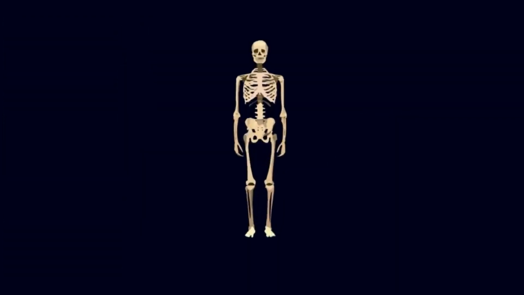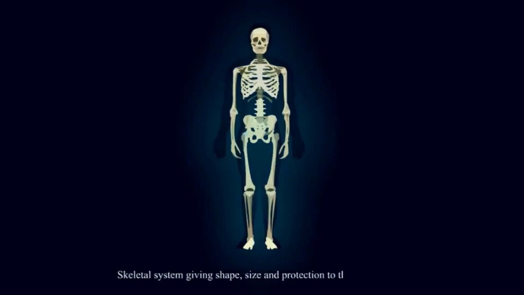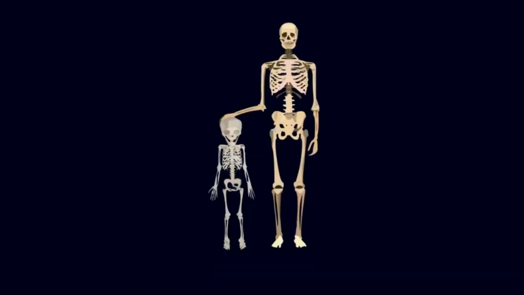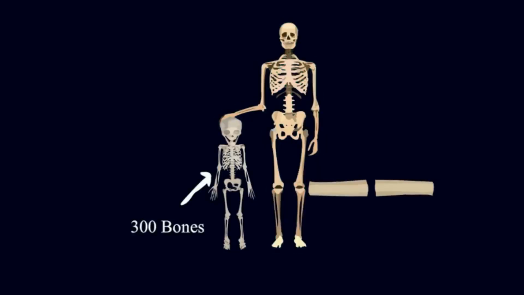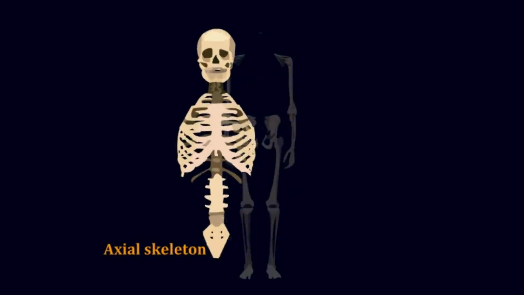The skeletal system gives shape, size and protection to the inner organs. In children there are 300 bones, but in an adult some bones fuse to form 206 bones. There are two main divisions, axial skeleton and appendicular skeleton.